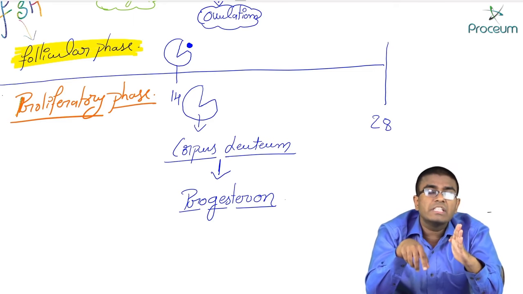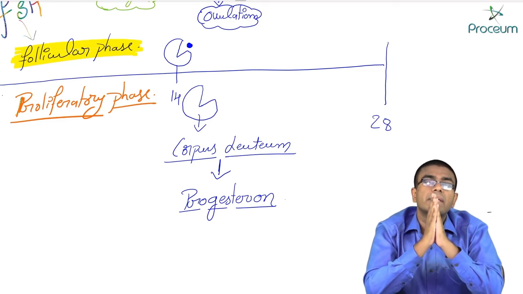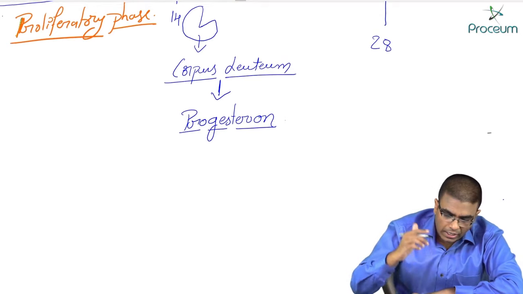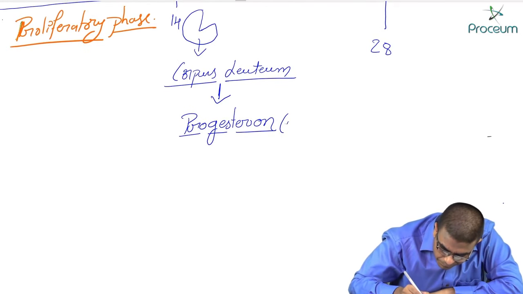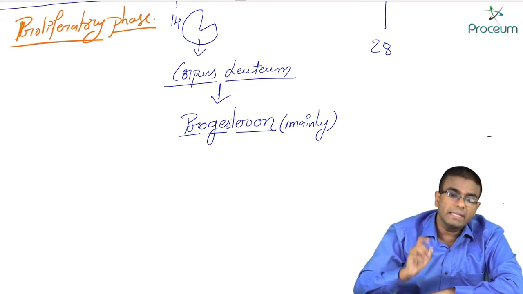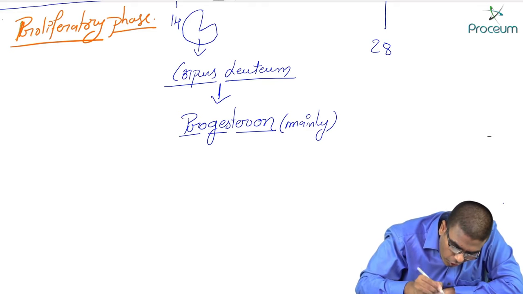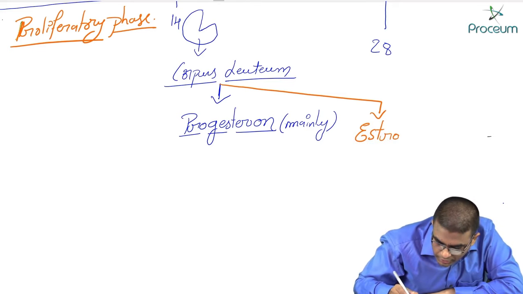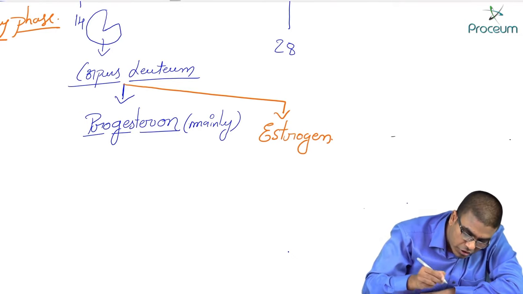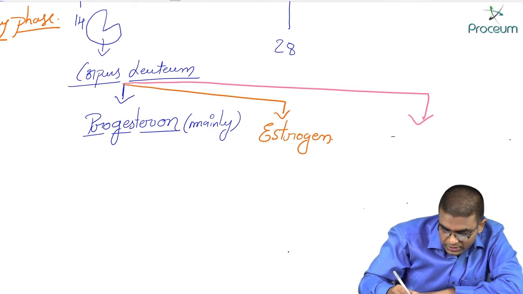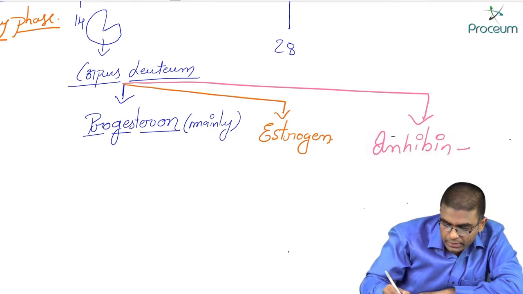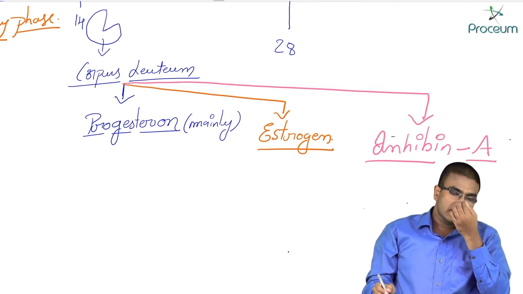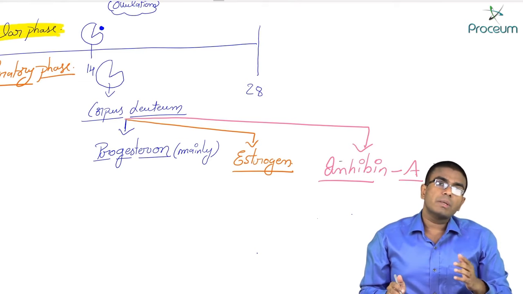Try to take it as a table. LH maintains the corpus luteum. It's a true statement in a non-pregnant female. Because of the LH, there is rupture of the Graafian follicle and we have the corpus luteum. Now our corpus luteum is mainly producing progesterone. Apart from progesterone, it can also produce estrogen. It's true, the corpus luteum even produces estrogen. And the corpus luteum can also produce inhibin A. Let's discuss everything in detail. Let's start with progesterone. Remember, it's the corpus luteum which is producing the progesterone.